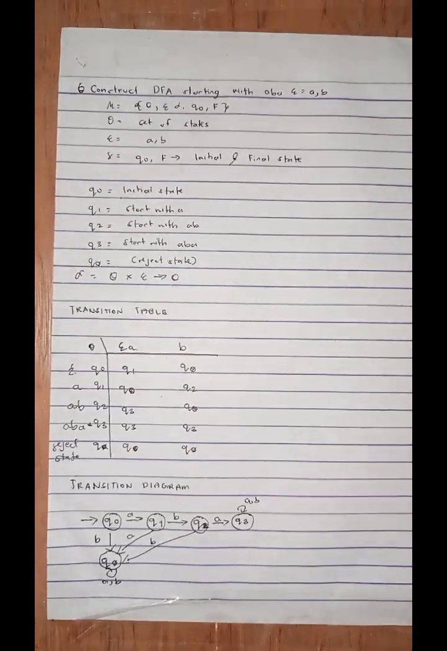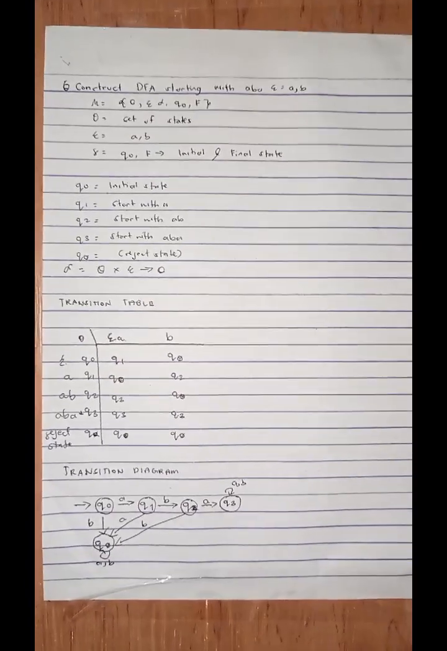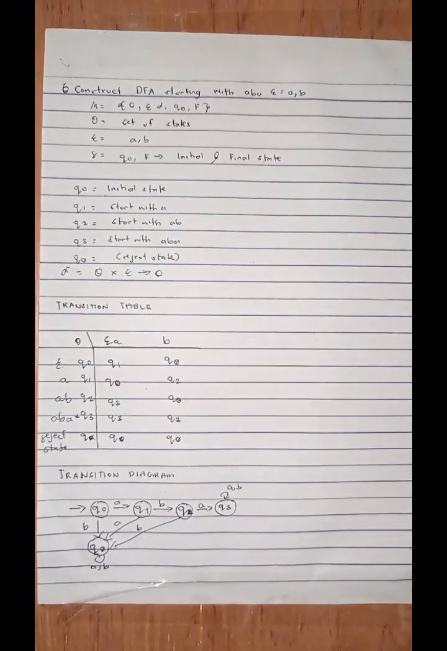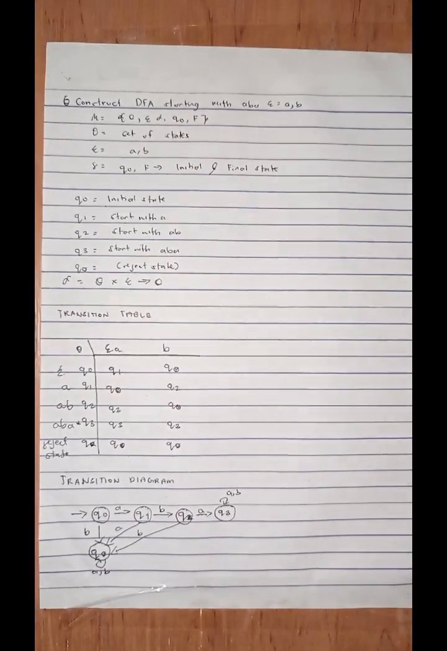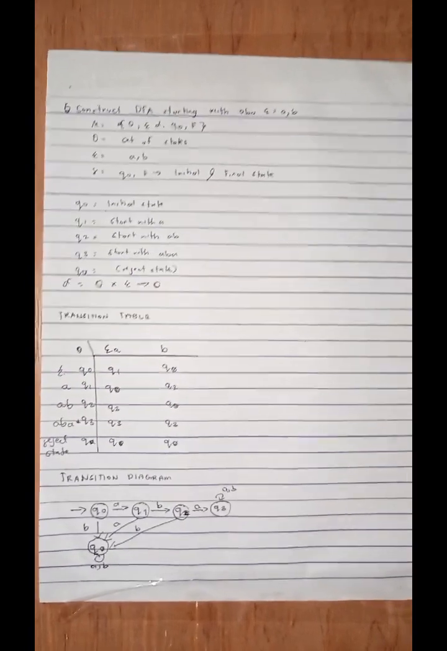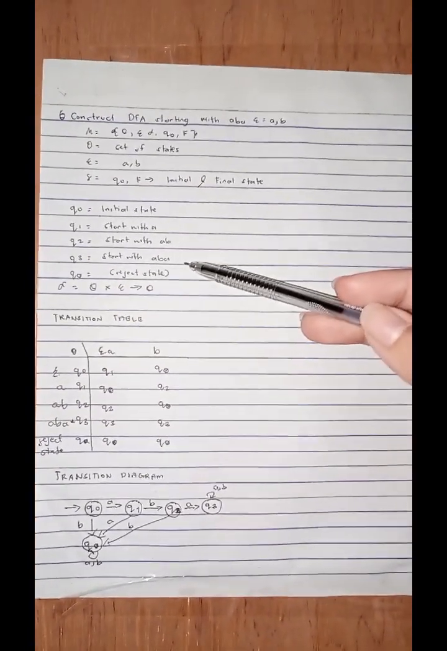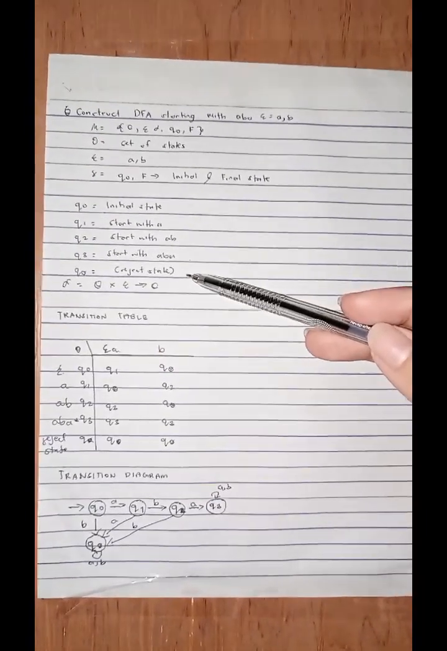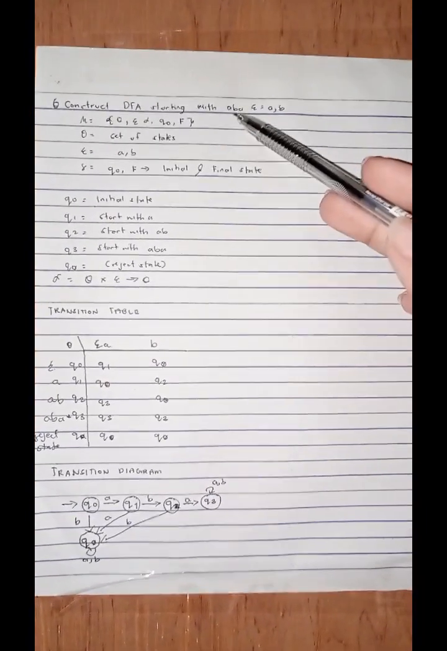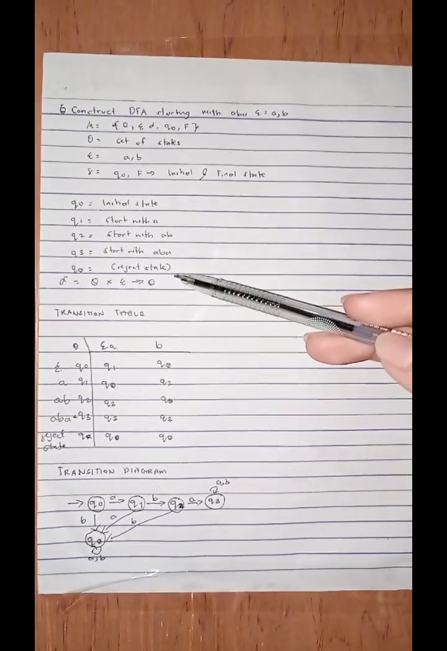As we can see, we have here Q0, Q1, Q2, Q3, and Q0. Q0 is our initial state. Q1 is strings that start with A. Q2 is strings that start with AB. Q3 is strings that start with ABA, which is this. And the last Q0 is our reject state.